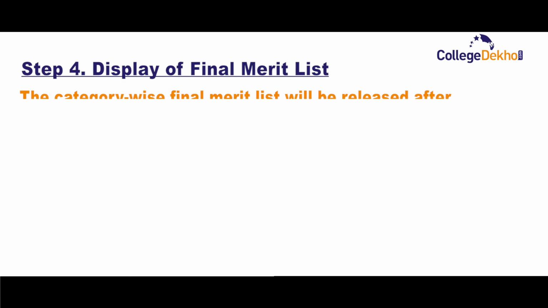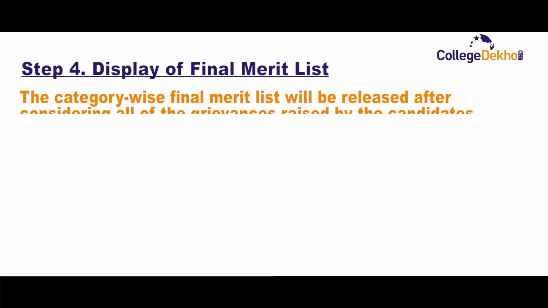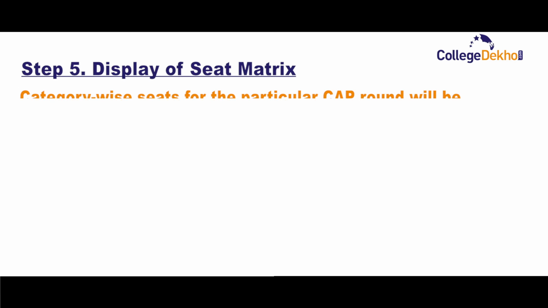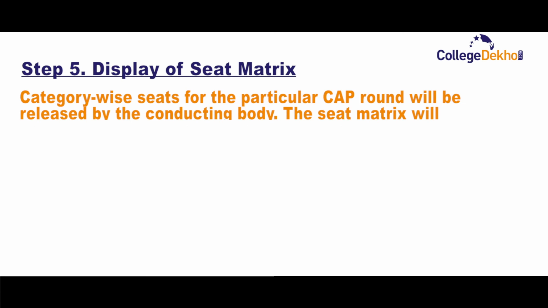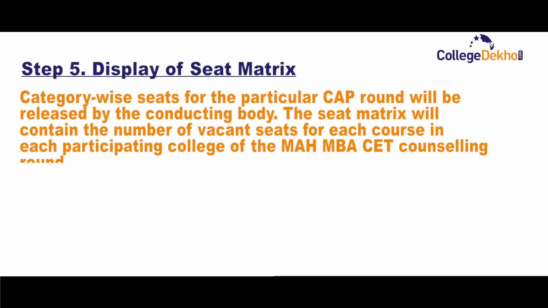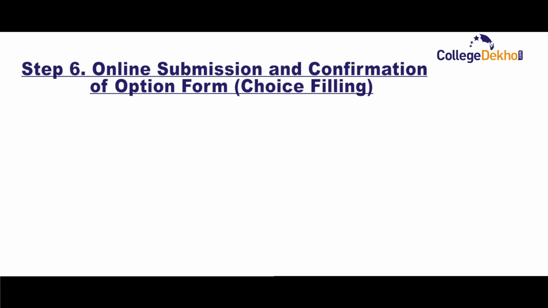The category-wise final merit list will be released after considering all the grievances raised by the candidates. The merit list will be displayed on the official website. Category-wise seats for the particular CAP round will be released by the conducting body after that. The seat matrix will contain the number of vacant seats for each course in each participating college of MAH MBA SET counseling round. Next round is online submission and confirmation of option form.